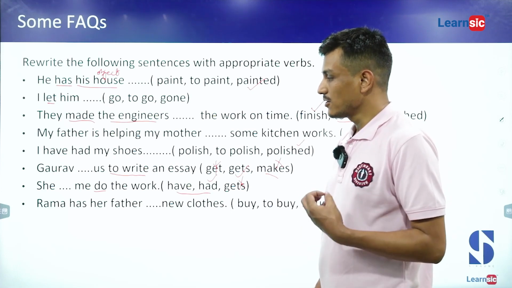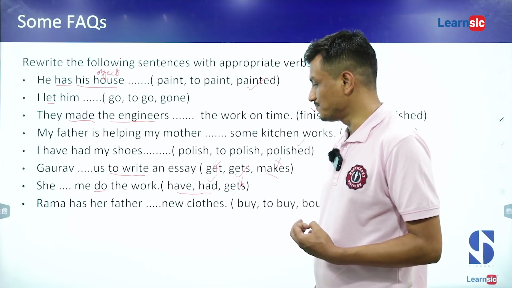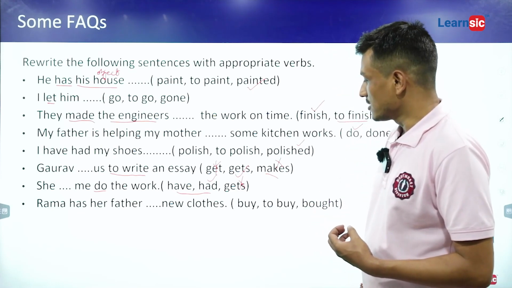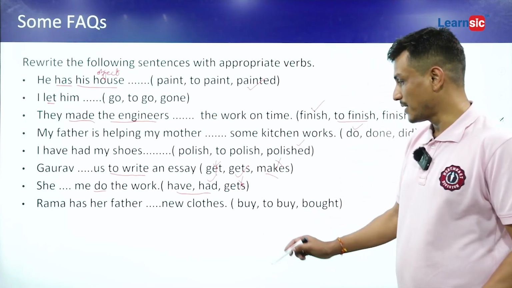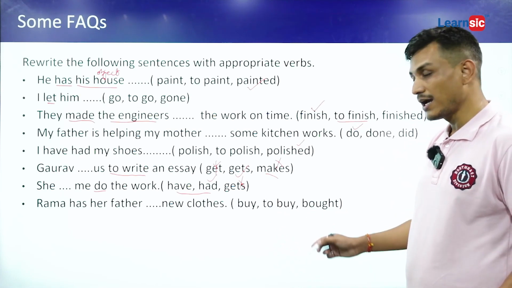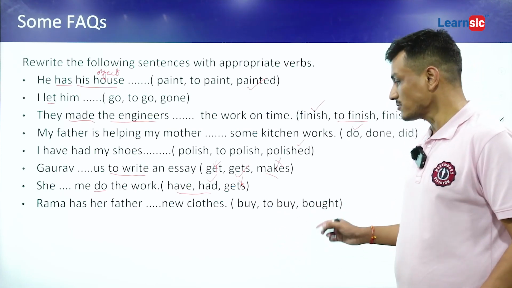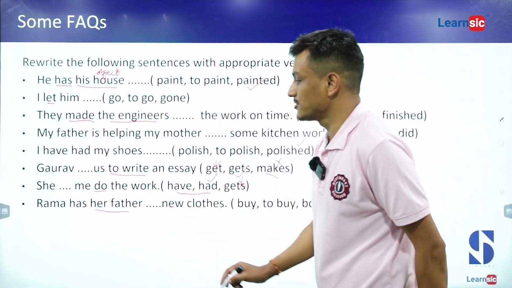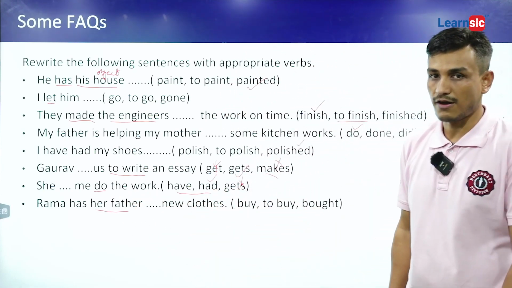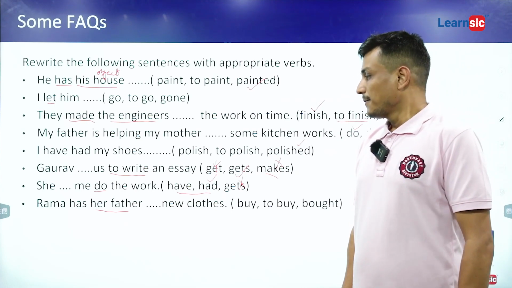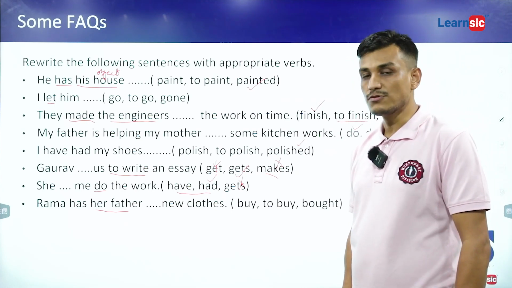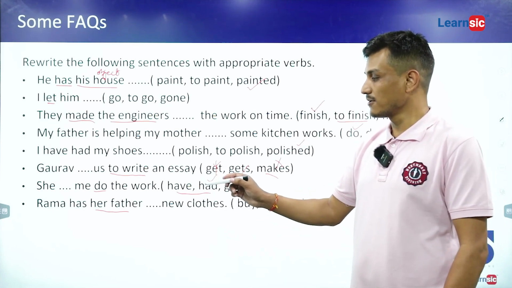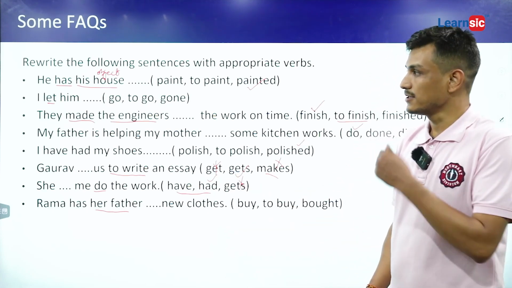Next one is, Roma has her father new clothes. Buy new clothes, to buy new clothes, or bought new clothes? Her father is here, so he is the doer of the action. Roma has her father buy new clothes. Okay, let me repeat. Roma has her father buy new clothes.